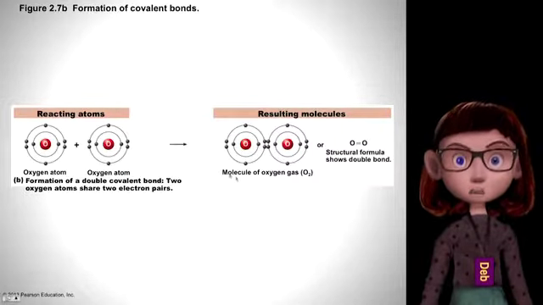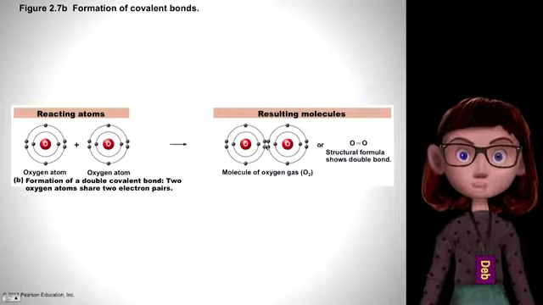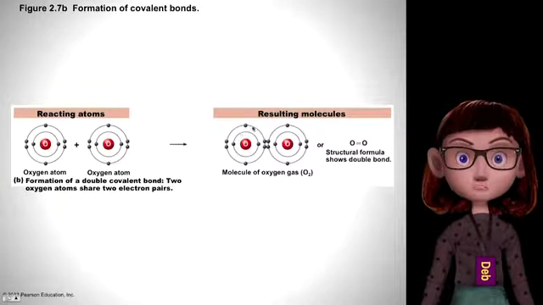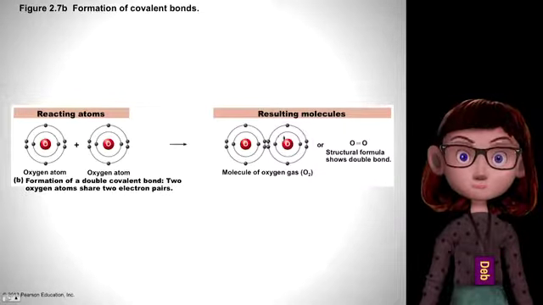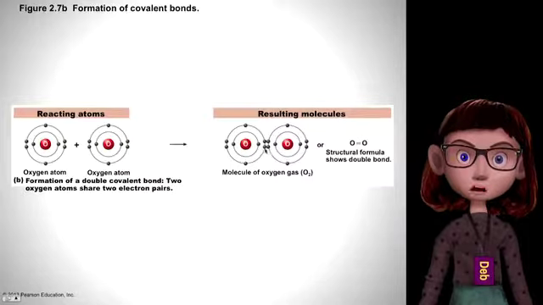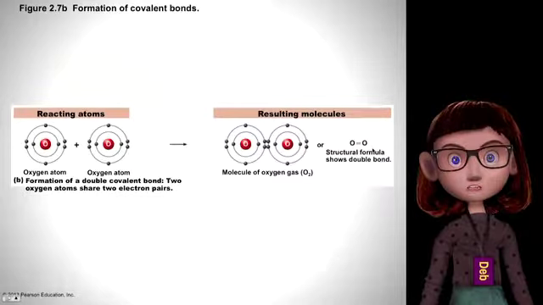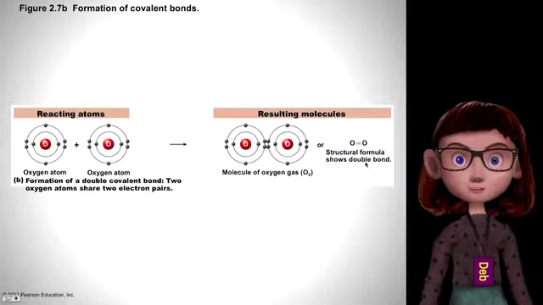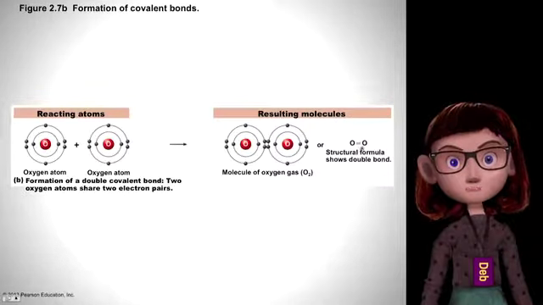So each of the oxygen atoms will form 2 pairs of electrons with each other. This oxygen atom can count its 6 electrons in this shell, and then 7, 8. And so can this oxygen atom. You've got its original 6, and then it can count these electrons as well. When you share 2 pairs of electrons, that's called a double bond. And so here is the structural formula that shows the double bond represented with 2 lines between the 2 oxygen atoms.